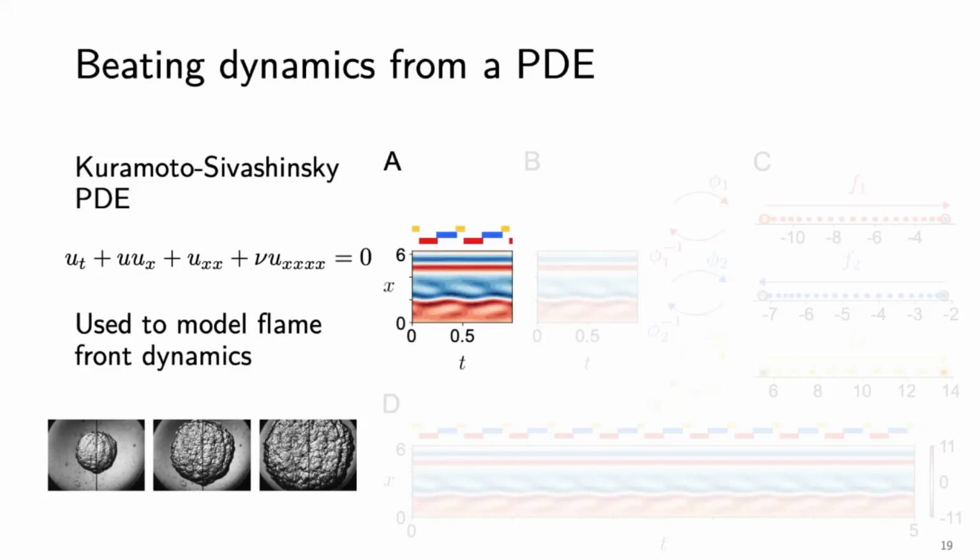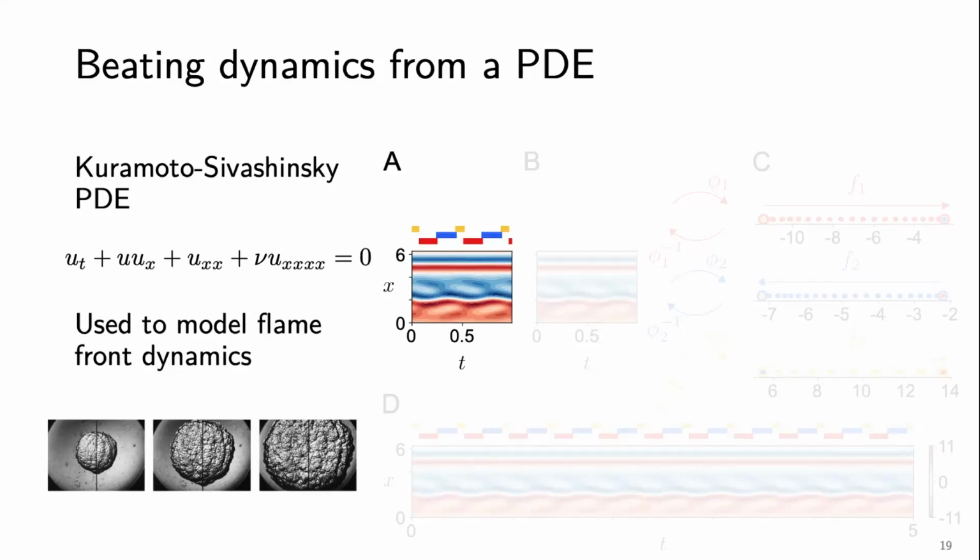And that's shown here. Okay, so you can see that. What I'm showing is a space-time plot. Space is on the vertical axis, time on the horizontal axis, and the color corresponds to the U in the equation. As we're moving forward in time, from left to right, we get this beating periodic dynamics in our system.